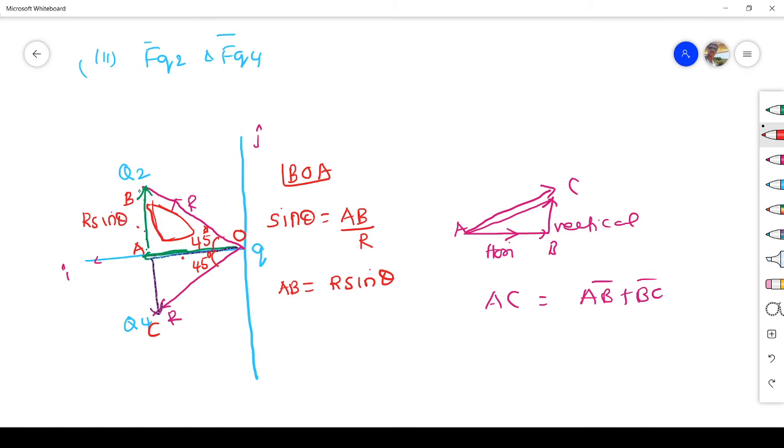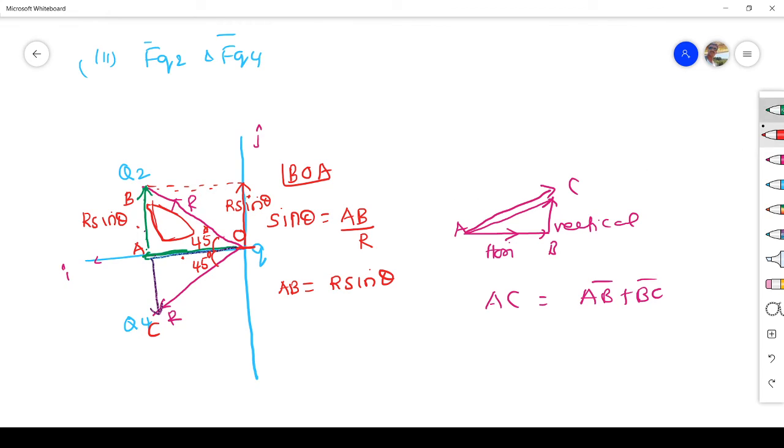So this is R sin theta, which means this distance is also R sin theta because it's a rectangle. So this distance from here to here is R sin theta, the same length, right?